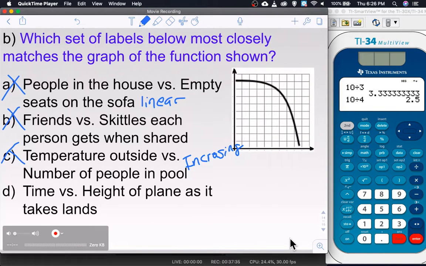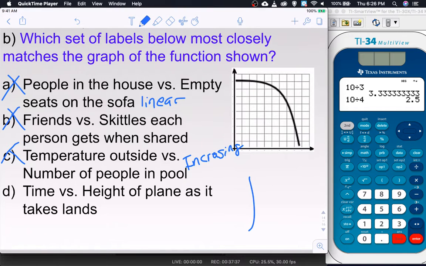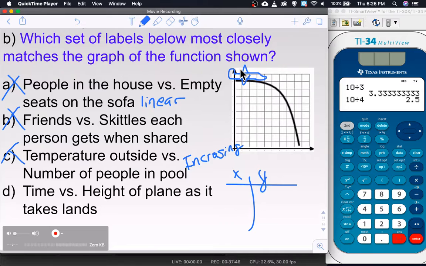Which kind of leaves letter D, time versus height of a plane as it lands. So if I'm talking about a plane as it lands, I could imagine here's my airplane. Y'all know my beautiful airplane skills. Beautiful. So here's my airplane. And over time, it's flying, it's coasting. All of a sudden, it's got to go in for a landing, and it's going to decrease faster and faster as it's coming down in for a landing. I can see that. Now maybe you think that's not a great graph. But out of these other ones, I think that's the closest.